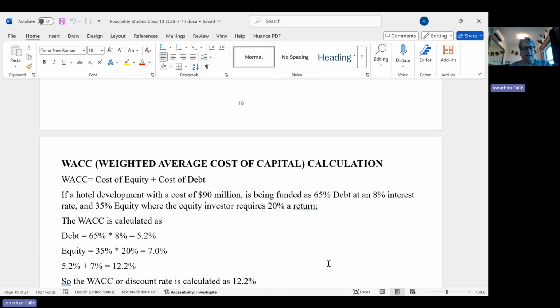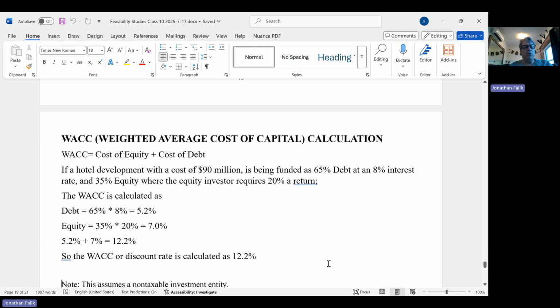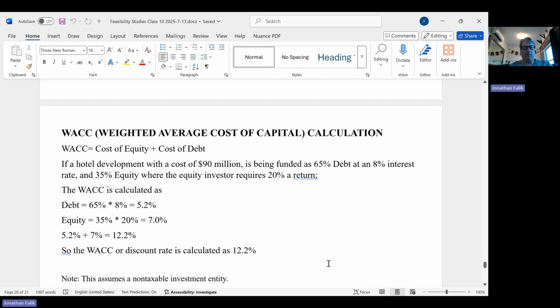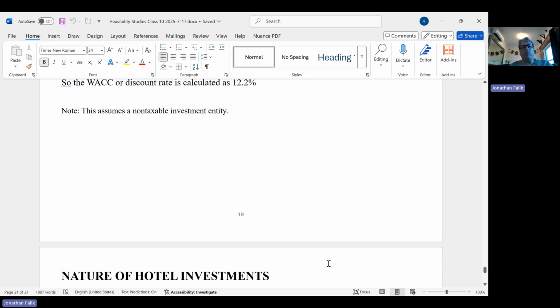So blended, you need 12.2%, right? And again, 35% of the total deal capital is equity, requiring 20%, and 65% is debt, where you're paying the lender 8%. So overall, you need a 12.2% return to justify making this investment. Therefore, the discount rate is 12.2%.